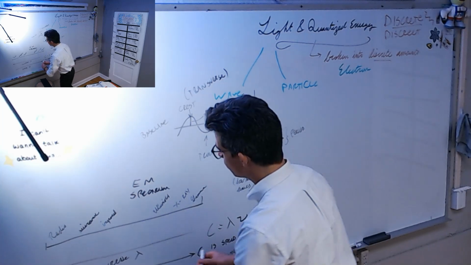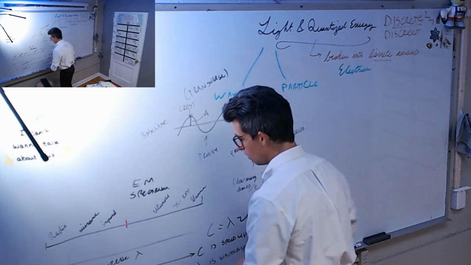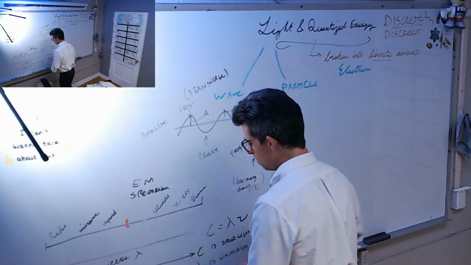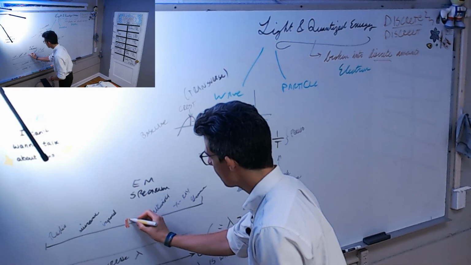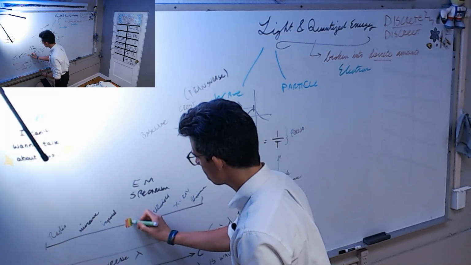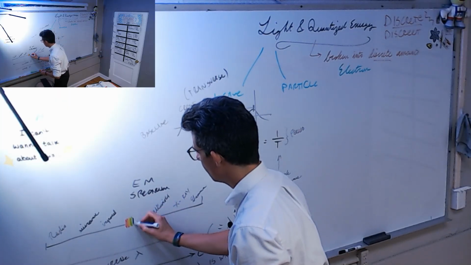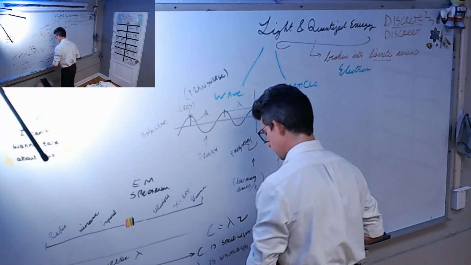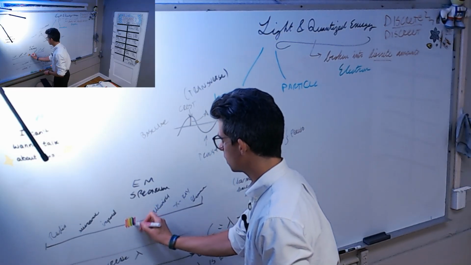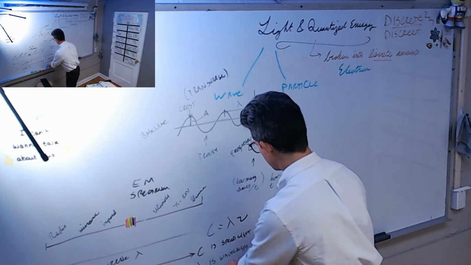So then within the visible light we have red, orange, yellow, green, blue, and then purple. I'm going to put pink, even though, well, we'll talk about pink at a different time. So that's within here, we call these visible light.